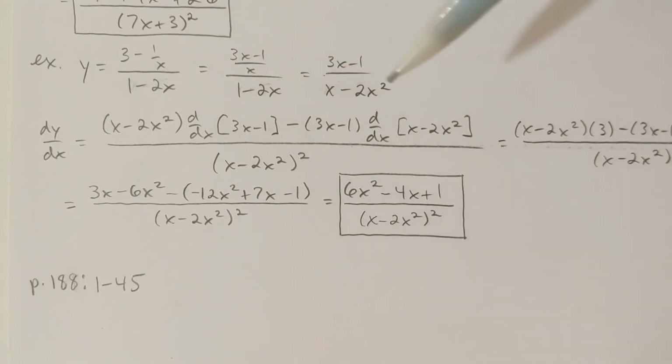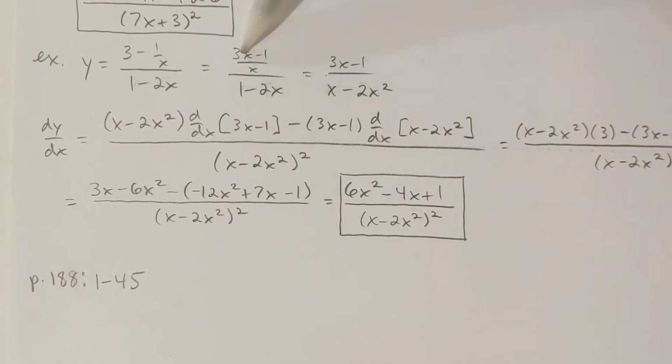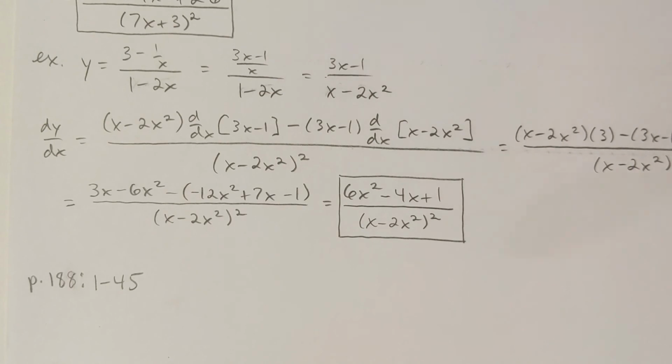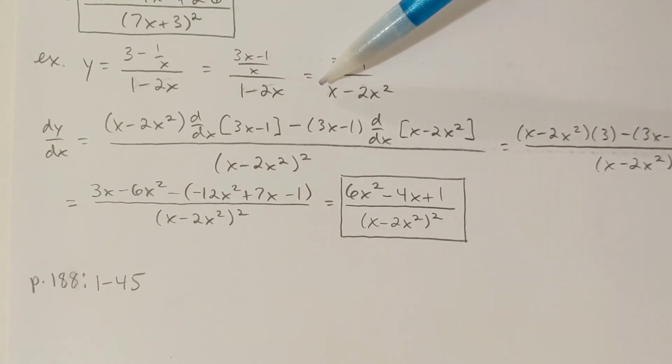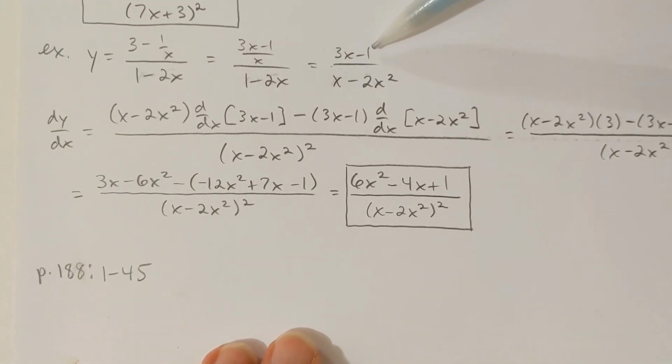quotient rule within a quotient rule, I'd say why don't we go ahead and simplify first, and then that way we'd only need to use the quotient rule one time. So let's do that. And 3 minus 1 over x, that'd be 3x minus 1 all over x. I'm dividing by 1 minus 2x all over 1, right? So flip the denominator and multiply. 3x minus 1 over x times 1 over 1 minus 2x would be 3x minus 1 all over x minus 2x squared. Okay, so now let's use the quotient rule on this.